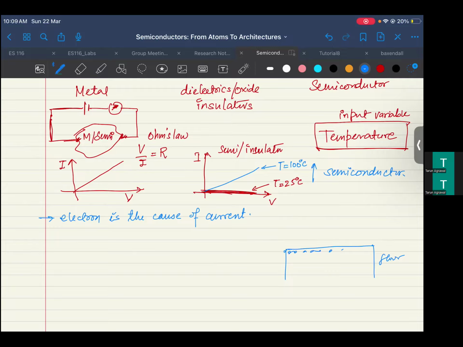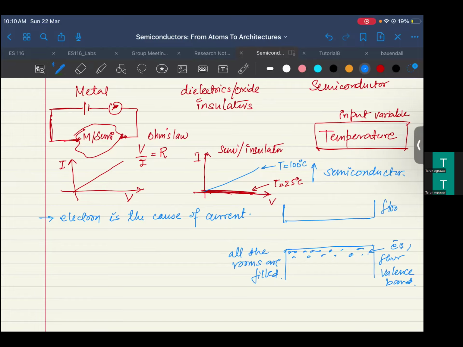Filled means who is occupying these rooms are electrons. So this floor, which we know as the valence floor or valence band, in this floor all the rooms are filled. Then you see another floor, which is obviously after a certain height, and this is another floor.